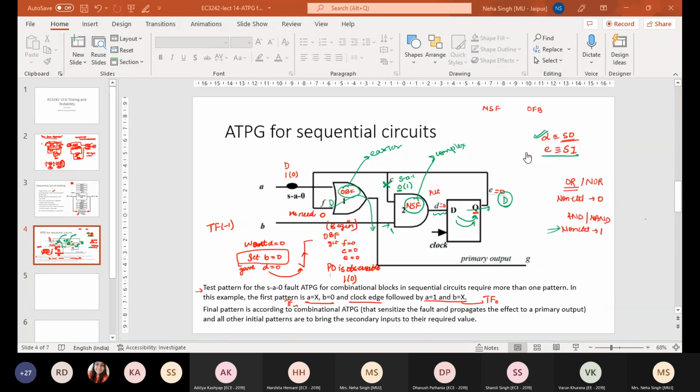This problem from the Q, the output will be 0, fault 1 or just 0.